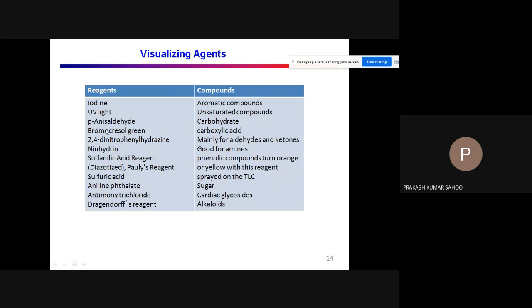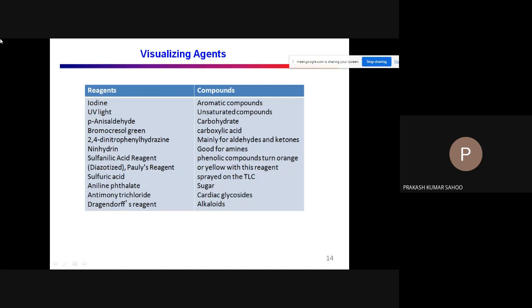P-anisaldehyde, it is carbohydrate. Bromocresol green, it is carboxylic acid. If it is 2,4-dinitrophenylhydrazine, it is mainly for aldehydes and ketones. If it is ninhydrin, then it is amines. If it is sulfanilic acid, then it is phenolic compound. Turn orange if it is diazotized or Pauly's reagent. Yellow with this reagent. Then sulfuric acid is sprayed on the TLC. If the reagent is aniline phthalate, the compound may be sugar. If it is antimony trichloride, then it may be glycoside.